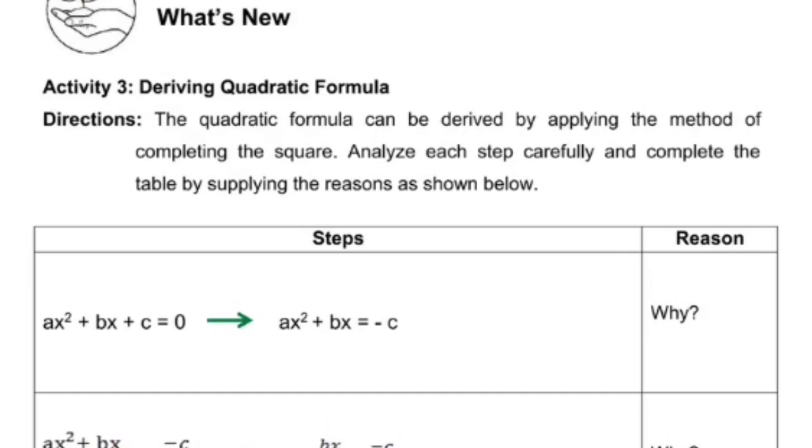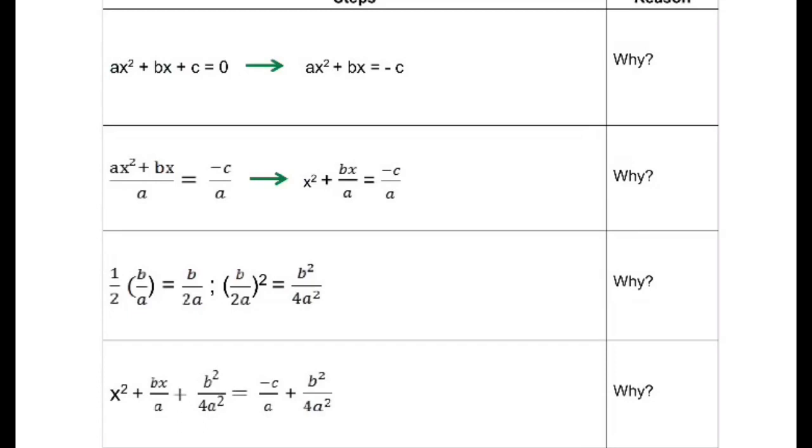So Activity 3 here, deriving the quadratic formula. In this one, the steps in solving quadratic equations by completing the square are used in deriving the quadratic formula. First step, ax squared plus bx plus c equals 0 became ax squared plus bx equals negative c. We just put the constant term on the right side of the equation. So it became negative c. Then dividing the equation by a, ax squared divided by a is x squared, then bx over a is equal to negative c over a.